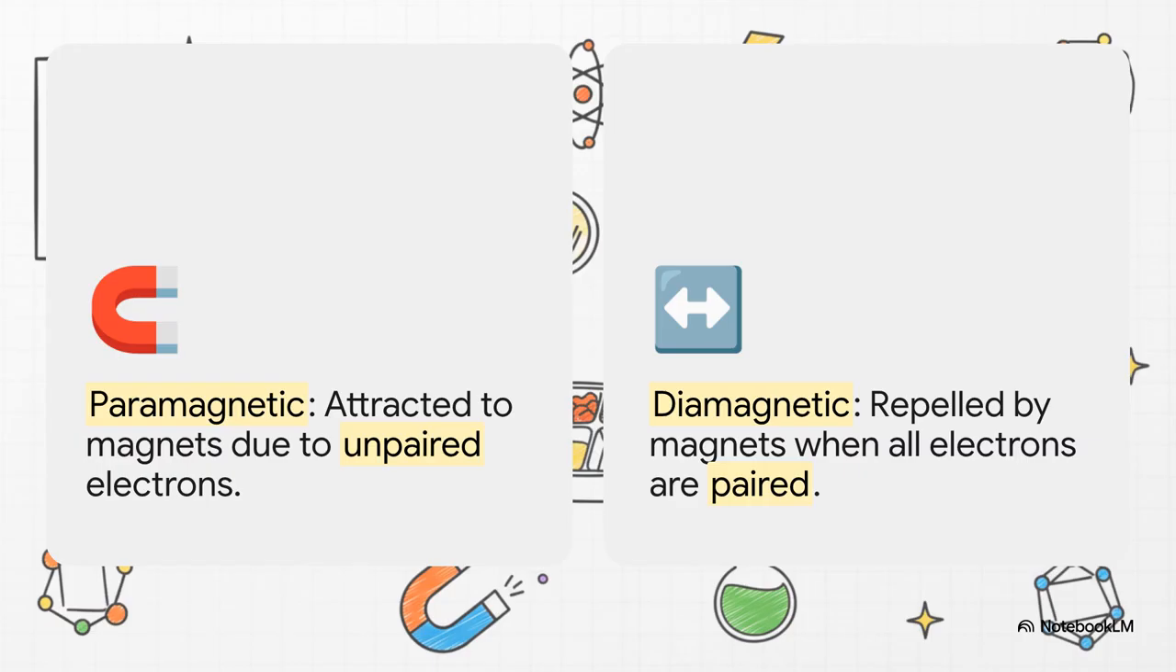We call this paramagnetic. But if all its electrons are paired up, it gets weakly repelled by a magnet, and we call that diamagnetic. Basically, the more unpaired electrons an atom has, the more magnetic it is.